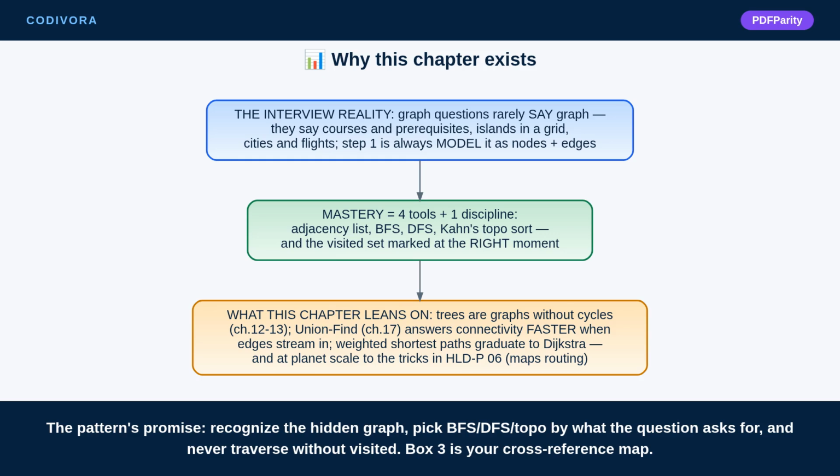Let's slow down and really build this up from scratch, one piece at a time. The pattern's promise: recognize the hidden graph. Pick BFS, DFS, or topo by what the question asks for, and never traverse without visited. Box 3 is your cross-reference map. Trace the arrows on screen slowly. That single picture is the whole idea in one glance.